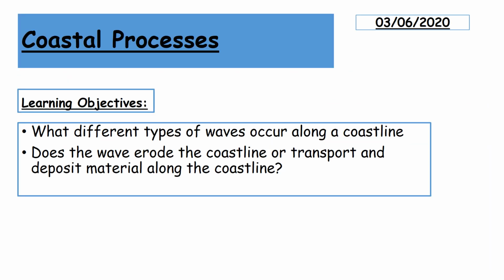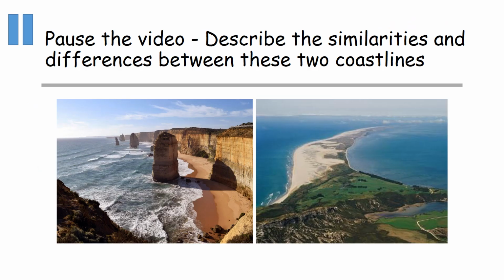This first lesson is all about coastal processes. During this activity, we are going to be looking at what different types of waves occur along our coastline, and does the wave erode the coastline or transport and deposit material along the coastline. For our first activity here, pause the video and see if you can describe the similarities and differences between these two contrasting coastlines.